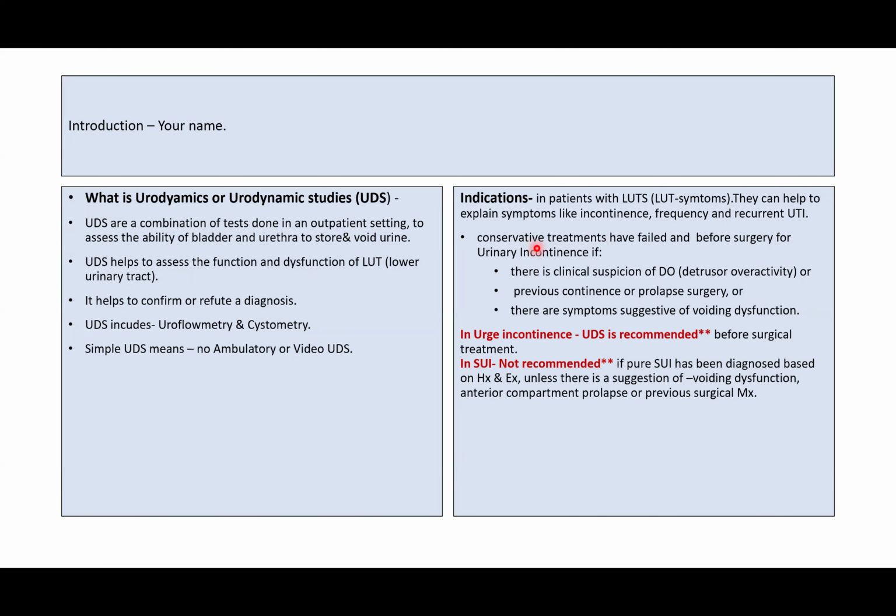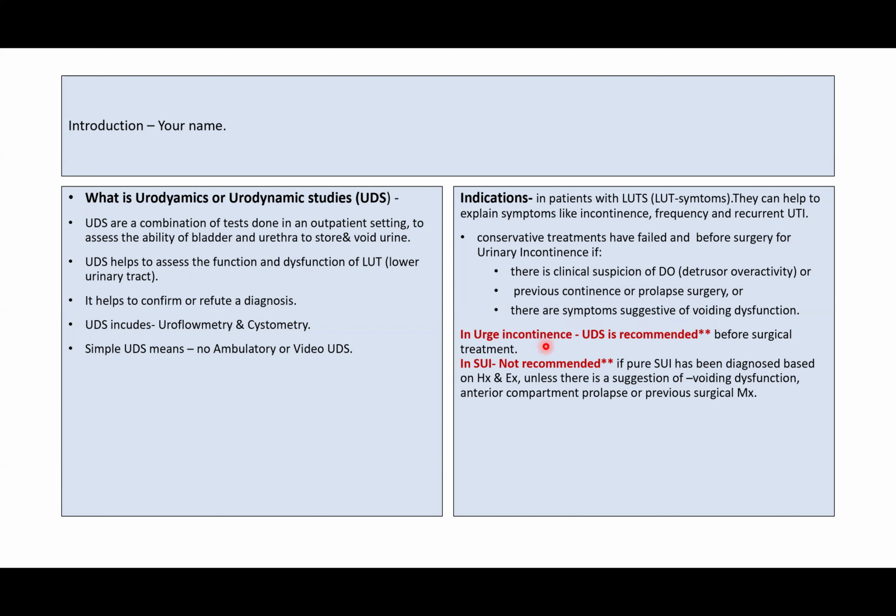Main indications are in cases where conservative treatments have failed and before surgery for urge incontinence, if there is clinical suspicion of detrusor overactivity, if there was previous surgery for continence or prolapse surgery which has failed now, and there are symptoms suggestive of voiding dysfunction.